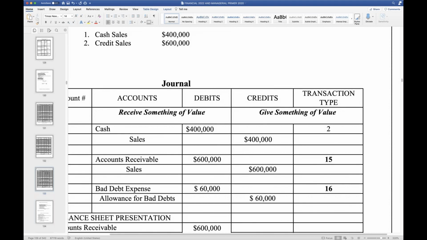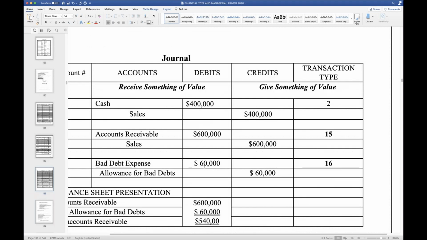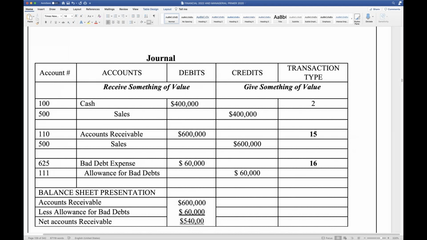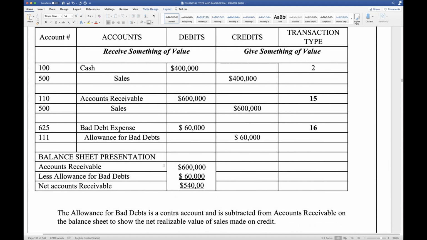So we're going to make a journal entry debiting bad debt expense. So that's going to reduce the revenue. And then we're going to make a journal entry crediting the allowance for bad debts. And now we create another contra account. The balance sheet is going to show the receivable at 600. It's going to reduce it by the bad debts. So the net receivable is 540.